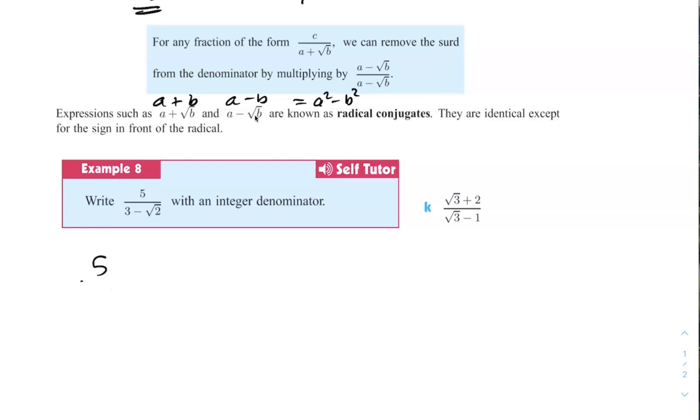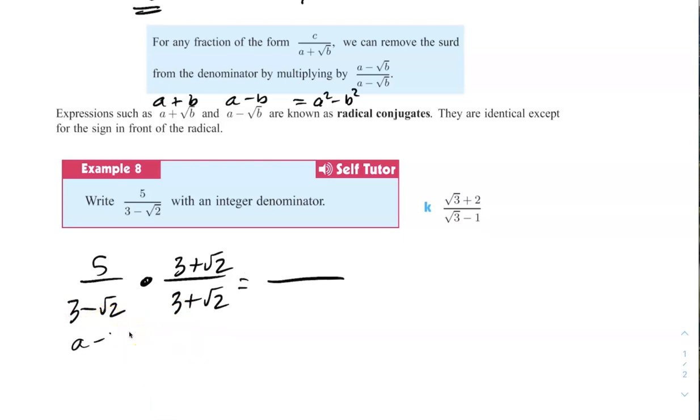So you have 5 over 3 minus rad 2. We're going to multiply by the conjugate, which is just change the middle sign of the bottom term here. Whatever we do to the bottom, we're going to do to the top. Let's talk about the bottom first. Now this is a difference of two squares. So if you want, you can do it the long way, or if you know your difference of two squares, it's going to be a squared minus b squared, which would be 3 squared, which is 9, minus rad 2 squared, which is just 2.